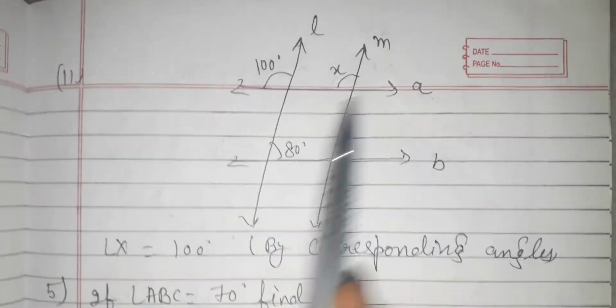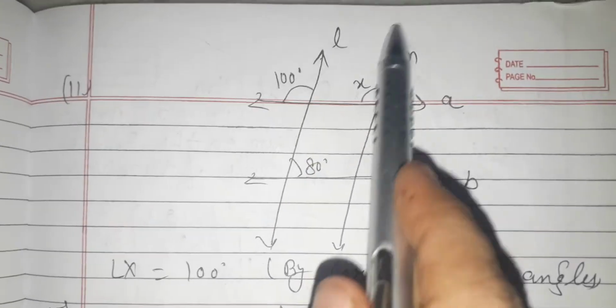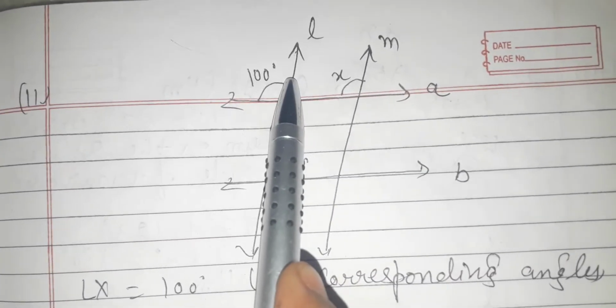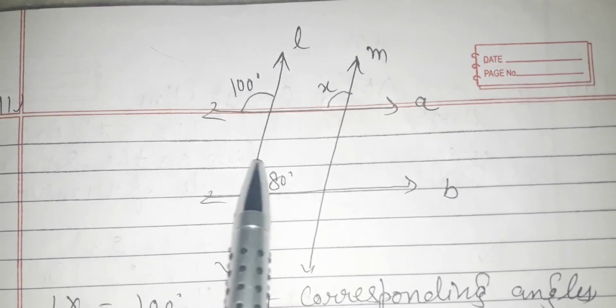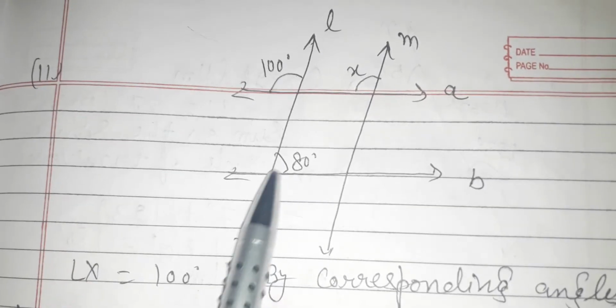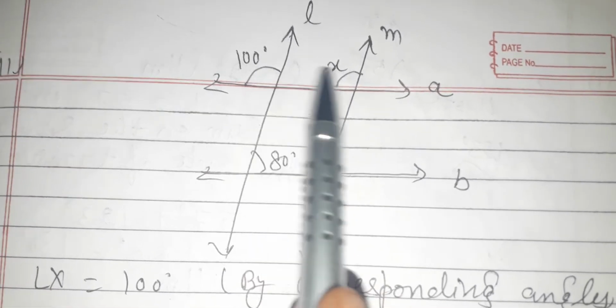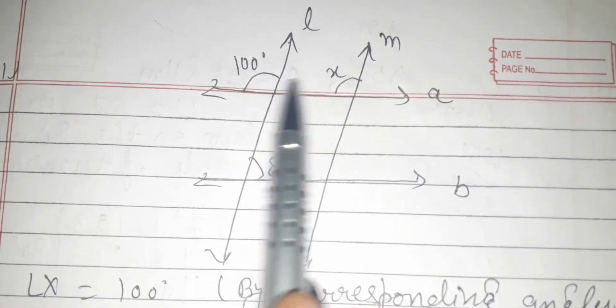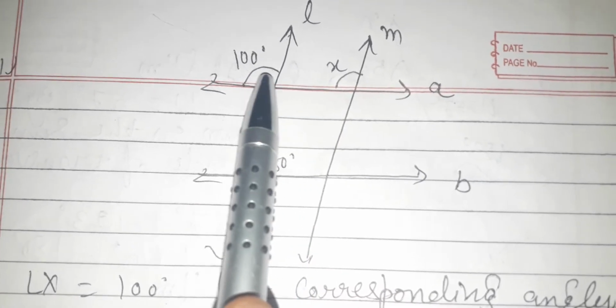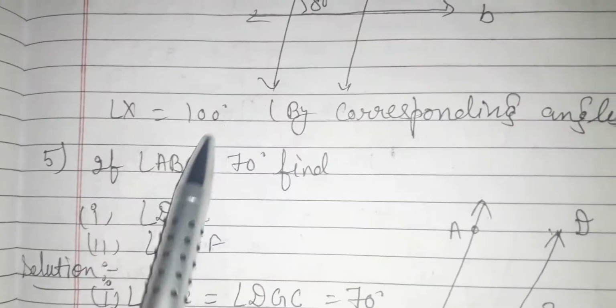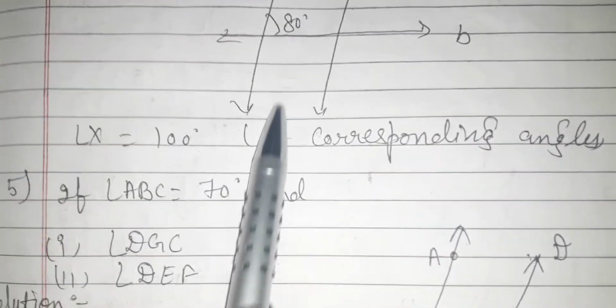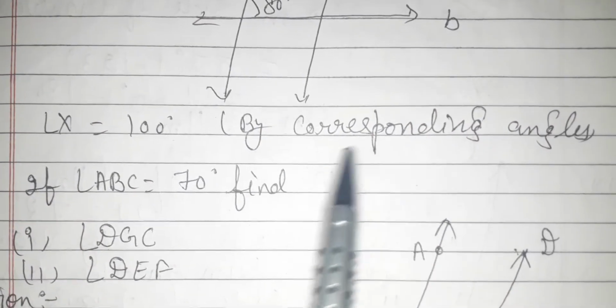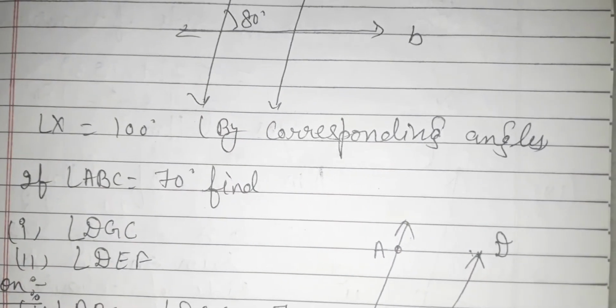Class, these are again two parallel lines and this is a transversal line. 100 degrees is given, you have to find the value of x, and 80 degrees is also given in your book. Look at the relationship between these angles. These both are corresponding angles. It means the value of x is 100 degrees by corresponding angles. It is very important to write this. It is compulsory to write the reason why these two angles are equal in each and every question.